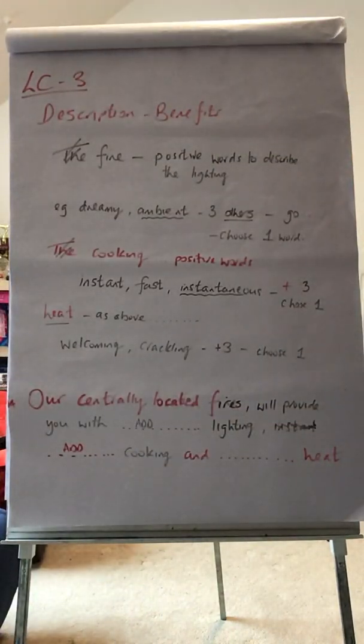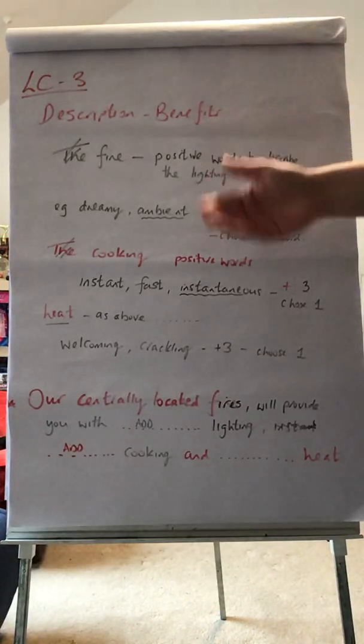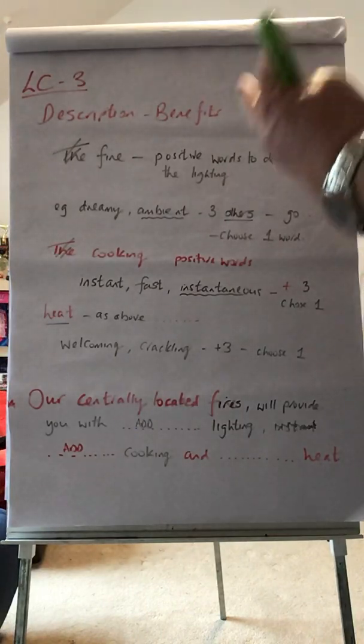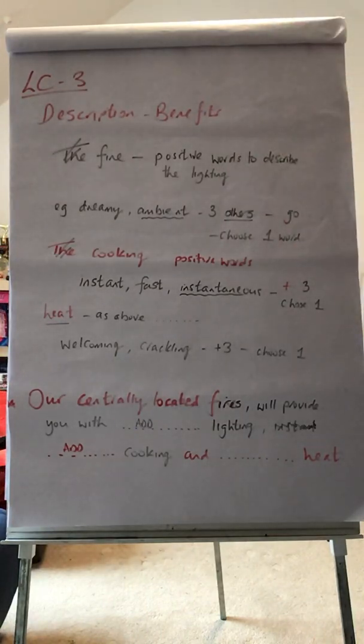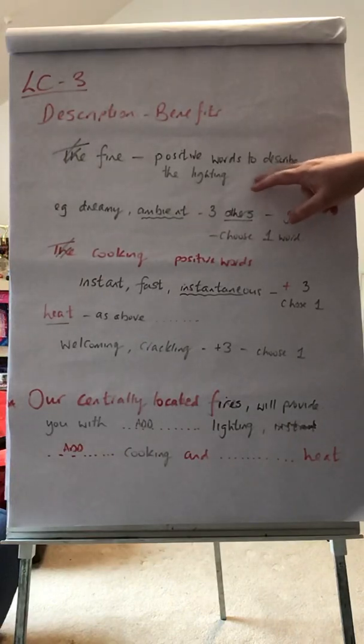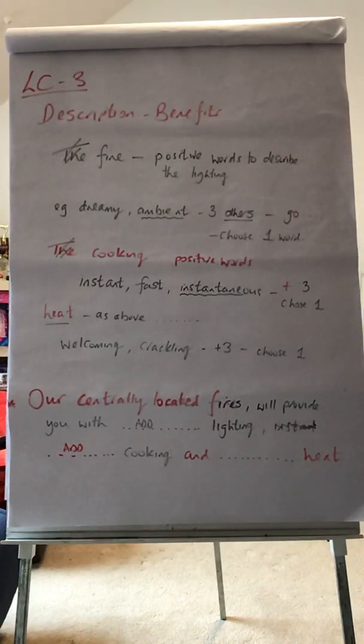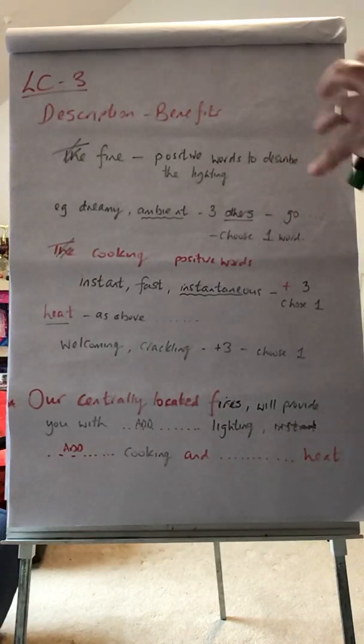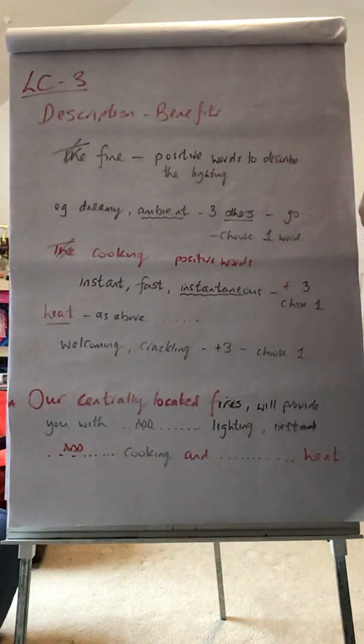Okay, back to me. This is Learning Chunk 3. We are describing 3 elements, okay, within, well, actually 1 element, but we're looking at it 3 different ways. We're looking at the fire, okay? So we're going to think of positive words that describe the lighting of the fire. So when you've put the fire on, what kind of imagery do we get, okay? How do we feel when that fire is on, okay?